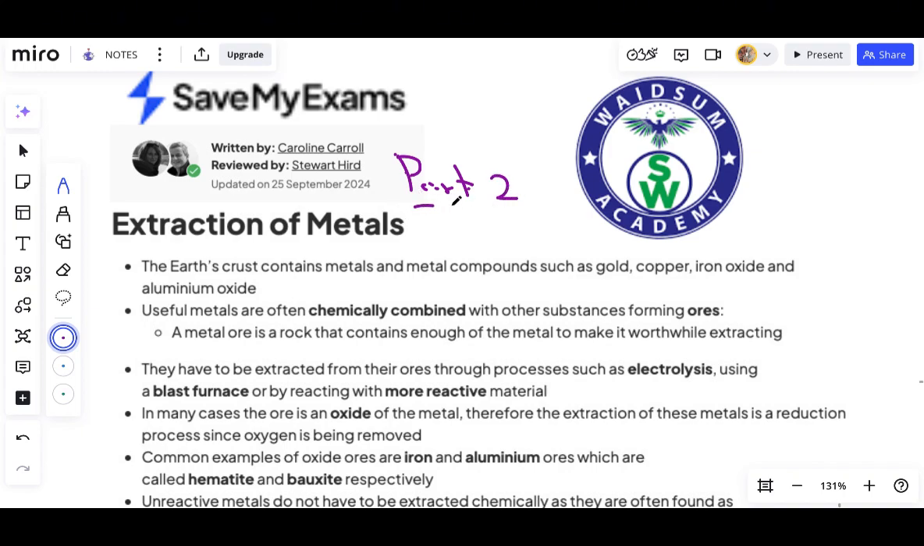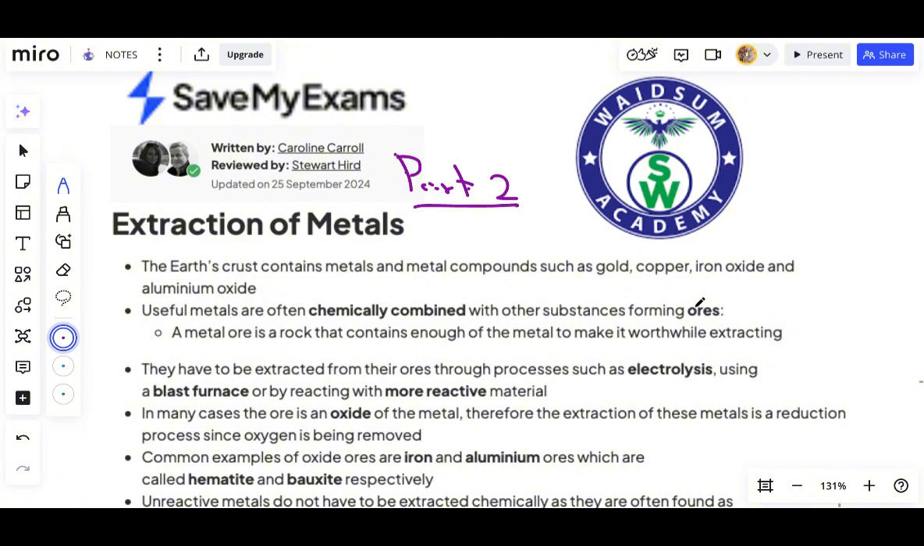So this is part 2 of what we have for this chapter. Now let's take a look at the extractions of metals. We say that the earth's crust contains a lot of metals, and not just metals, but their ores, metals and their metal compounds.